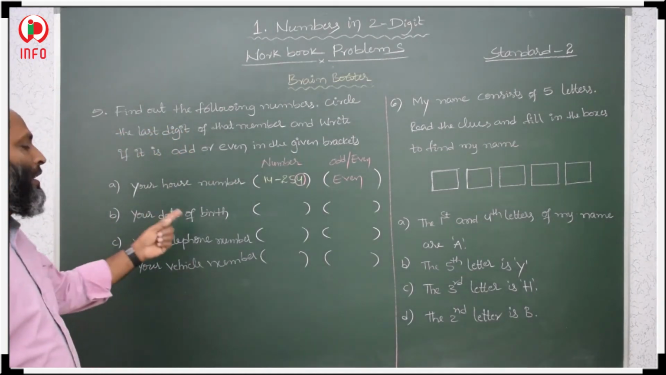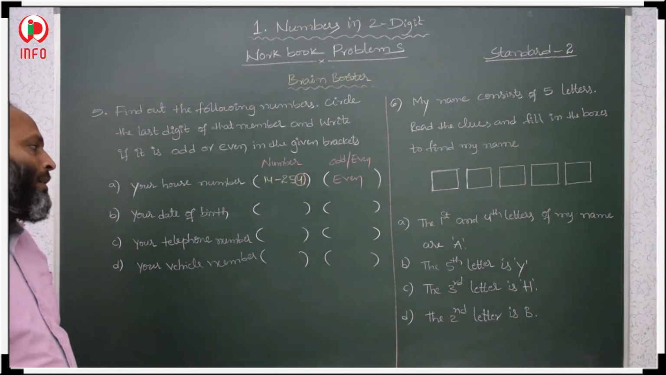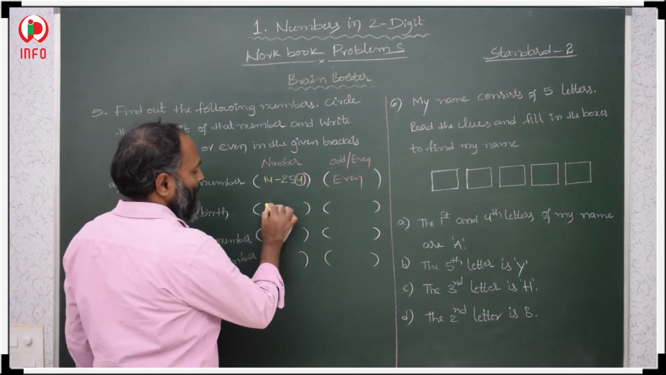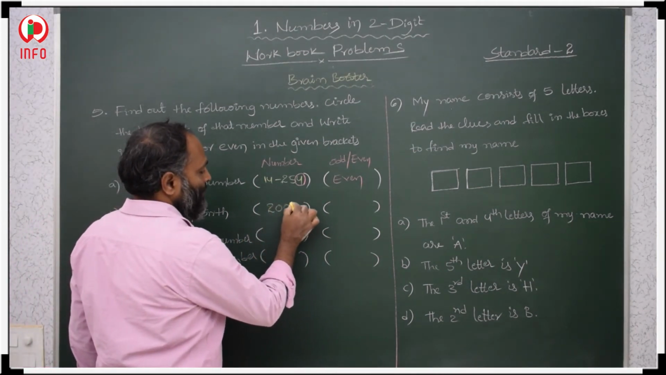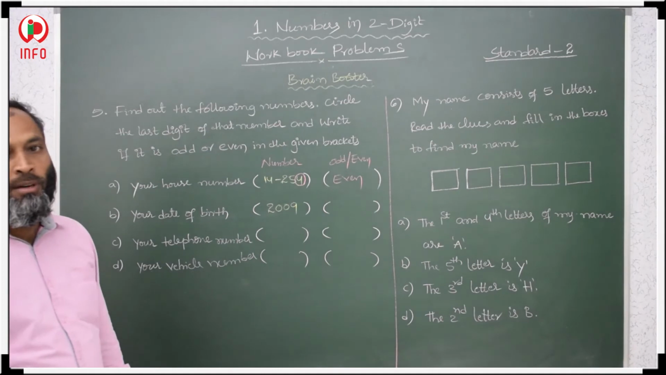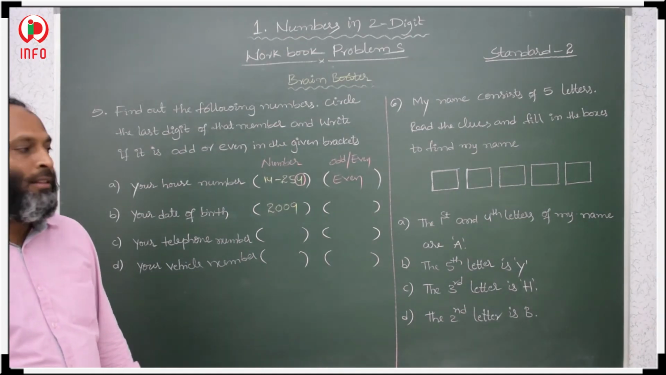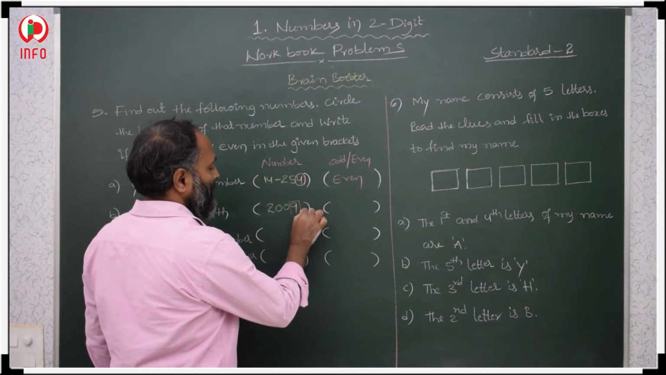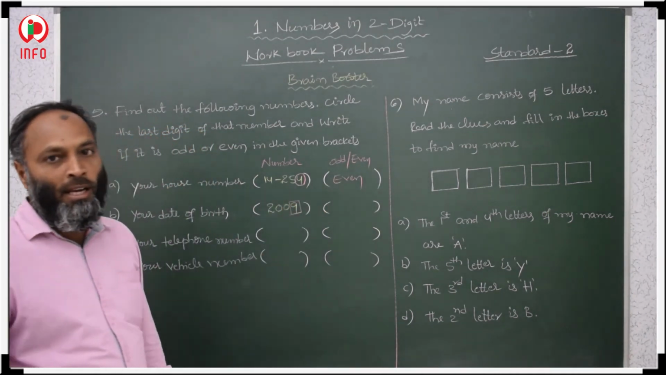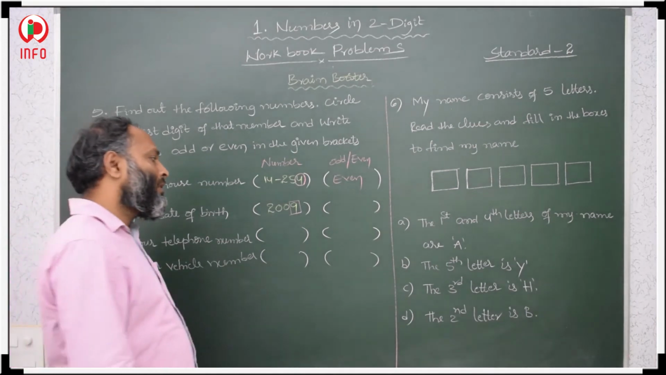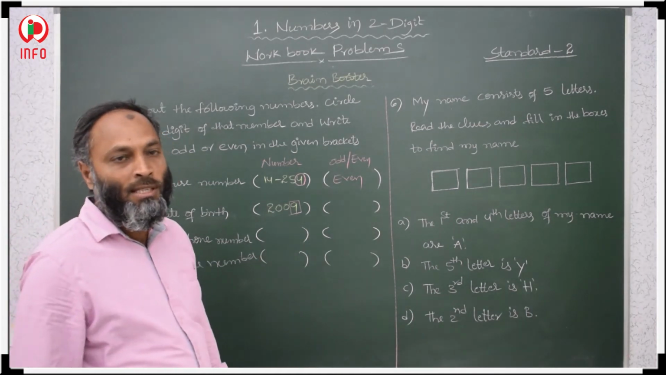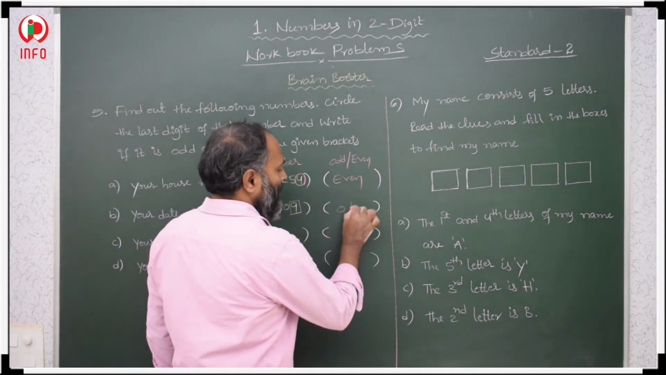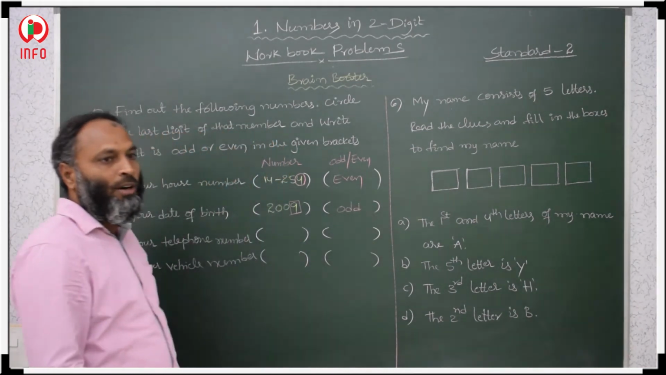Now your date of birth. Suppose your date of birth is 2009. What is the last number? 9. 9 is not divisible by 2, so this is an odd number.